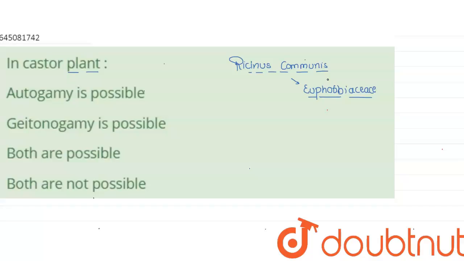First option is autogamy is possible. Now first we talk about what is autogamy. Autogamy is just a type of self fertilization, where the transfer of the pollen grain happens in the same flower, which actually means self fertilization.